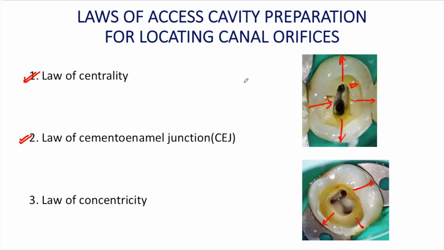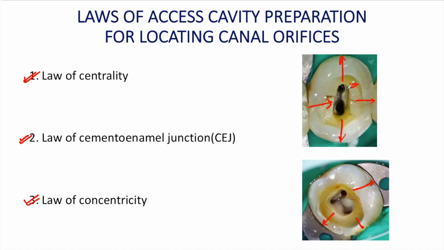It is almost the same as the law of centrality, that the pulp chamber is located in the center of the tooth at the level of the CEJ. Clear? Then the law of concentricity. It says the walls of the pulp chamber are always concentric to the external tooth surface at the level of the CEJ. Basically, this means that the anatomy of the external tooth surface reflects the anatomy of the pulp chamber.